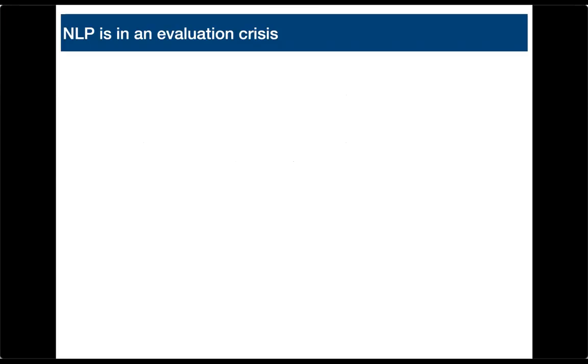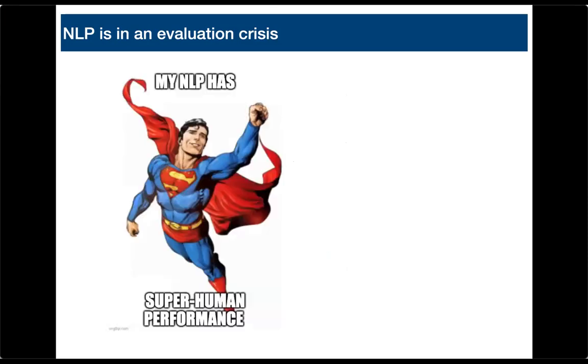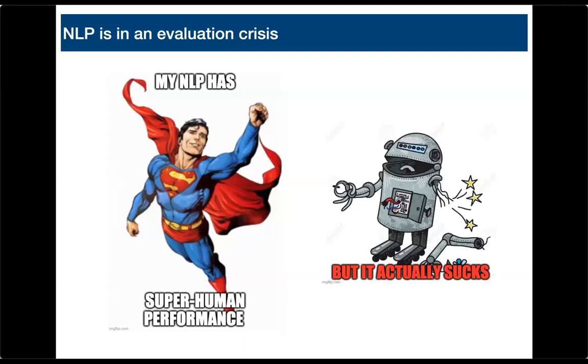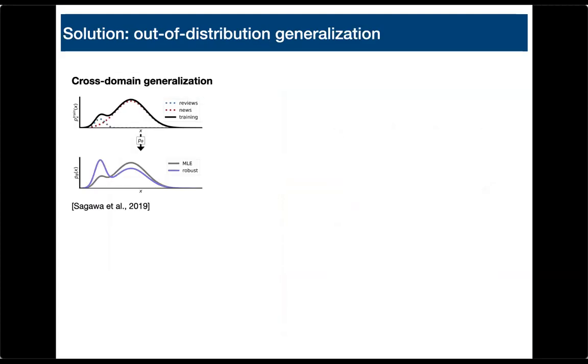So the field of natural language processing has been going through a crisis of evaluation recently. And you can summarize this crisis by the fact that when you measure the performance of NLP models on standard benchmarks, many times you see that they have superhuman performance. But when you actually play around with them and look at what they can do, you find out that maybe the performance is not as good as you would expect.